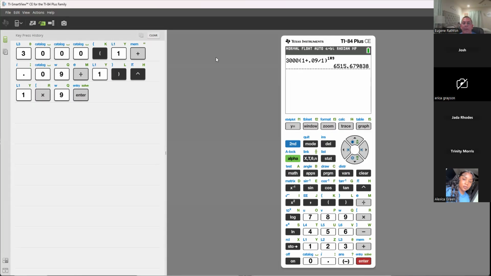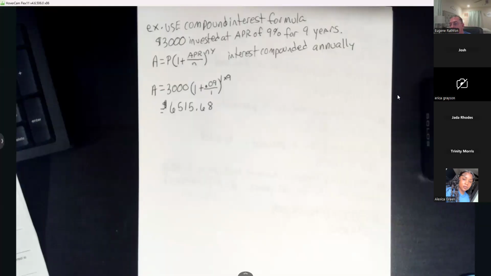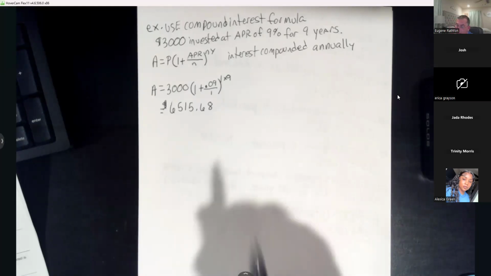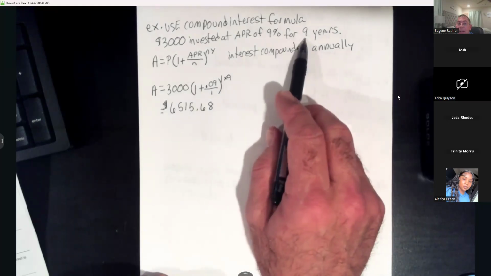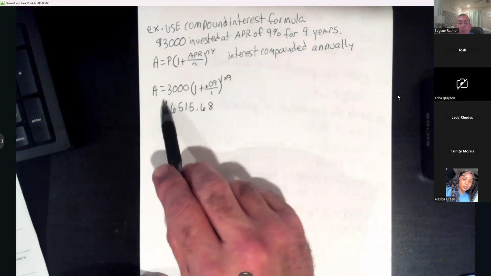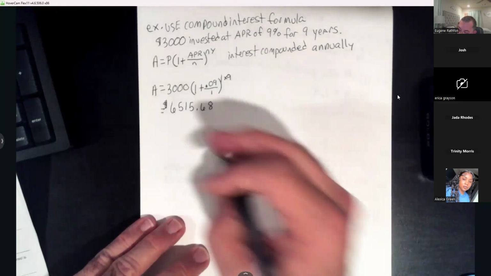So you see the difference. While ago, I had 3% interest for 20 years and barely made money. This 3,000 for just 9 years more than doubled because of that 9% interest. Okay.